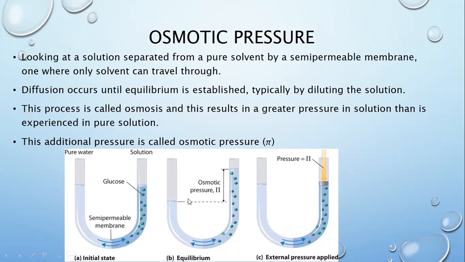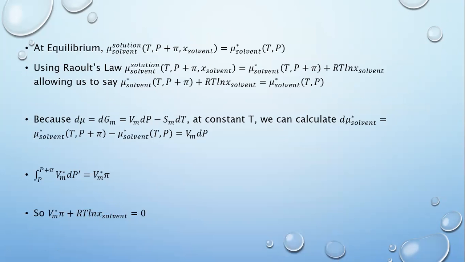So this has dropped down, this has gone up, and if we stop that from going up, we create a force pushing against that. We call it the osmotic pressure. So we're saying at equilibrium, the chemical potential of our solution, at temperature, pressure plus the osmotic pressure, and at mole fraction of solvent, is equal to the chemical potential of the pure solvent at a temperature and a pressure. So we're going to shift from this side to this side till they're equal at equilibrium.